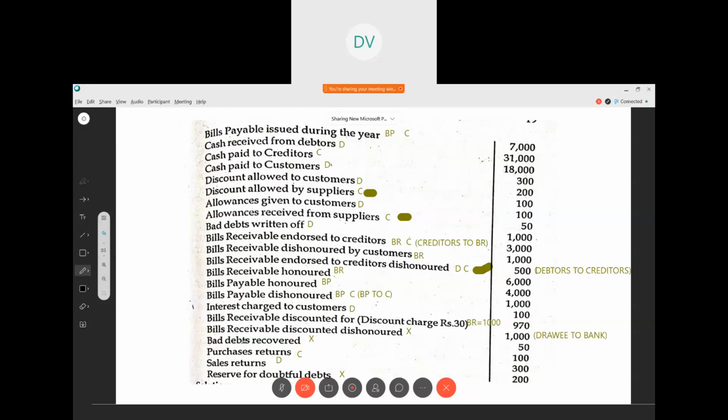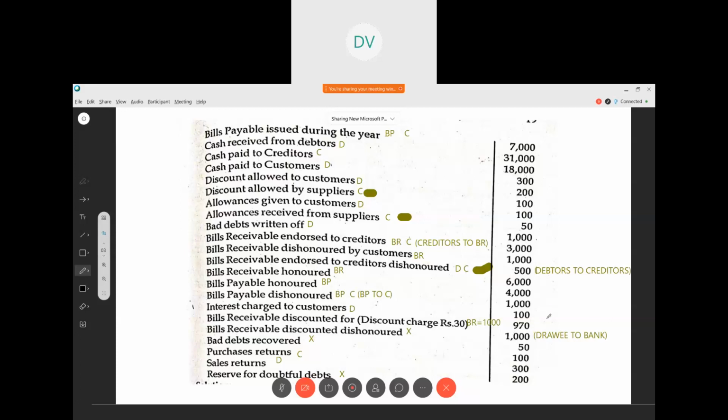Then bills receivable discounted dishonored. Dishonored, that means what? We have discounted the bill. We have given our bill to the banker and we have received the money, right? But it got dishonored. On the due date, our debtor has not made the payment. So what will happen? I told you, whenever we are giving the bill to others and it gets dishonored, who has to pay whom? Drawee. Drawee is our debtor, right?